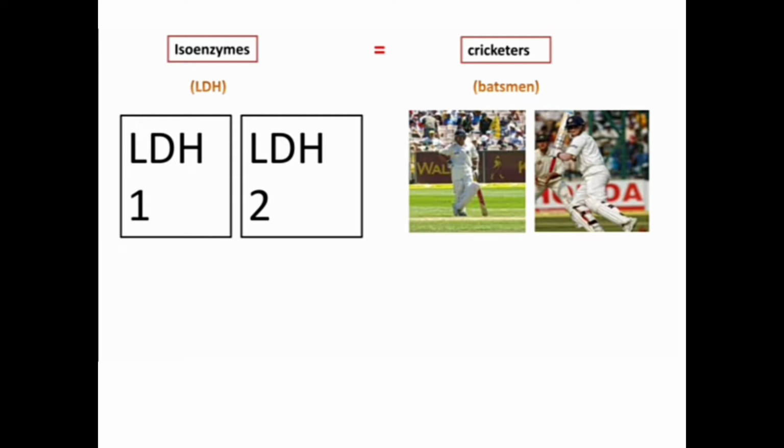Now I am going to explain the meaning of isoenzyme by taking an example of cricketers. Here LDH1 and LDH2 are both physically different, but the function of both is the same, that is, to catalyze the reaction. Compare with two batsmen, one is Sachin and another is Ganguly. One is right handed and one is left handed. Both are physically different, but their function is the same, that is scoring runs. That's it about LDH1 and LDH2: both physically different, but they catalyze the same reaction.